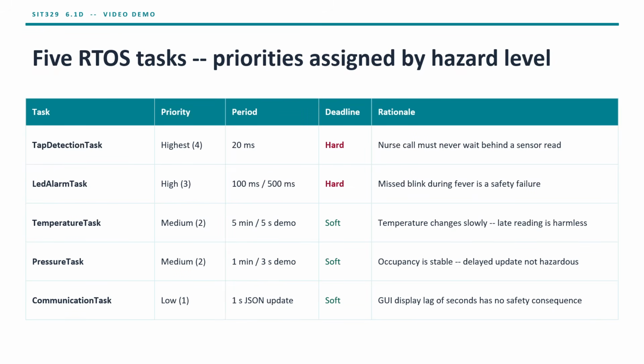This slide shows the 5 FreeRTOS tasks and how their priorities were chosen based on safety criticality. Tap detection task has the highest priority because it handles a direct patient emergency. When a patient taps the FSR mat 5 times within 2 seconds, the help alarm must be raised immediately and cannot be delayed by any lower priority work.